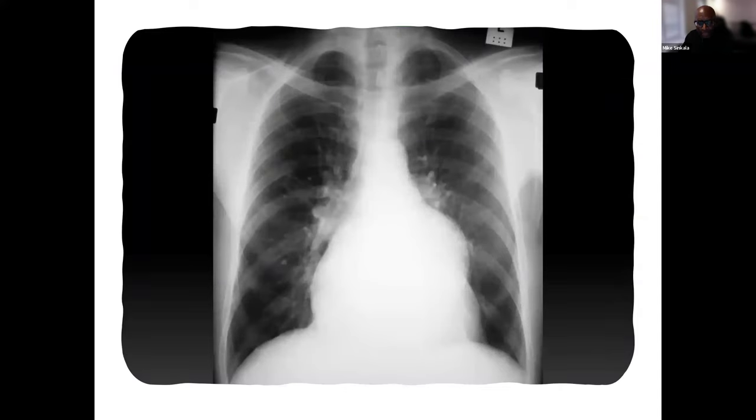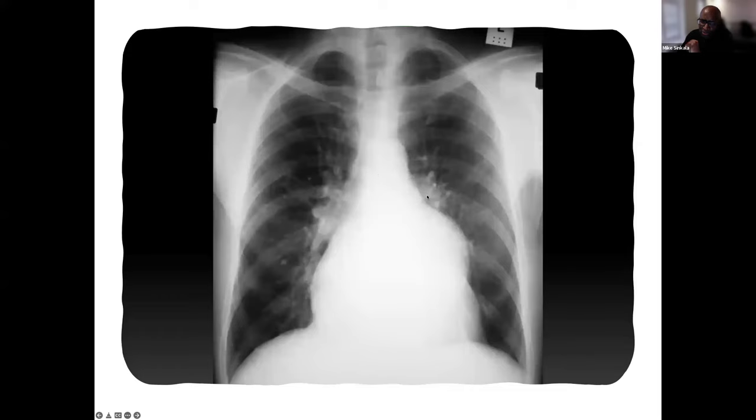This is an example of cardiac enlargement. We see that there is a bump here, and this bump is the left atrial appendage or the left atrium, so it has been enlarged. Remember last time I spoke about when you've got an enlargement of the left atrium, it will cause the widening of the carinal angle.